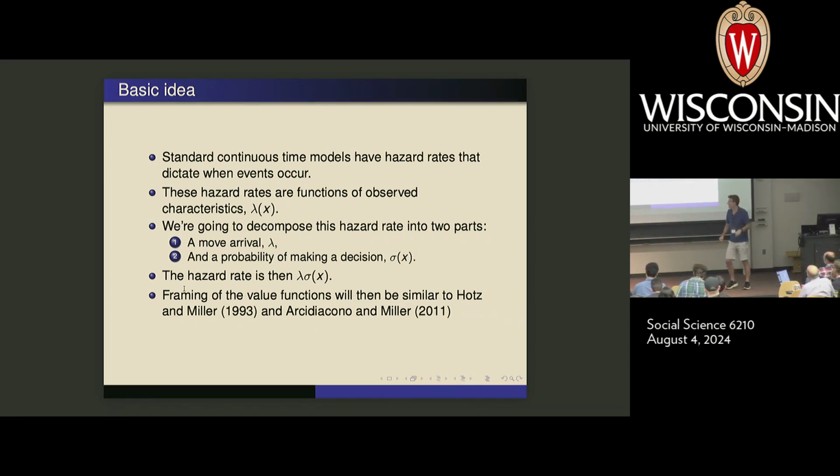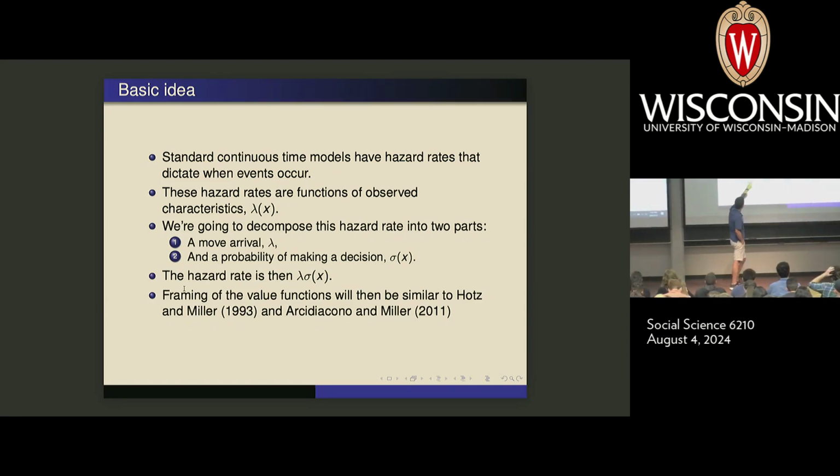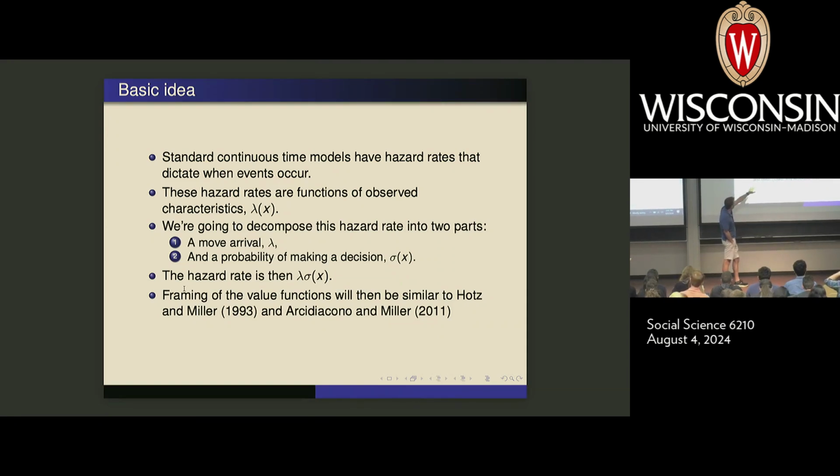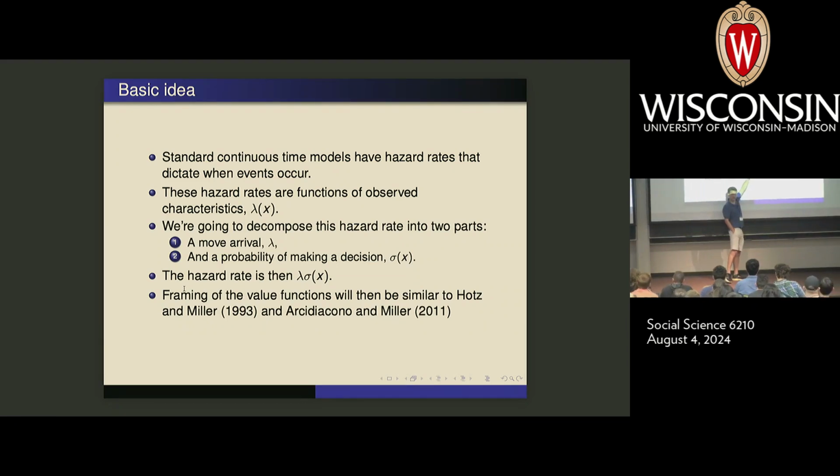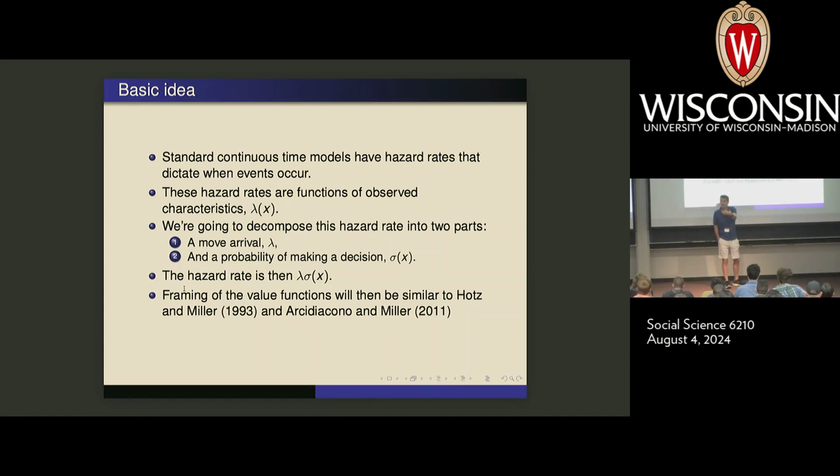The way this is going to work is that we've got these hazard rates, and those often depend on some observed characteristics. I'm going to decompose that so we have a move arrival, lambda, that's going to dictate when you get to move. Then once you do that, there's some probability that you make a decision. That probability is from the perspective of you, in the sense that I don't know what my future preference shocks are going to be. But from the perspective of the econometrician, I'm not going to see your current preference shock either. So the hazard rate is the product of the probability of a move times the probability that you make a particular decision, given that you had the right to move.